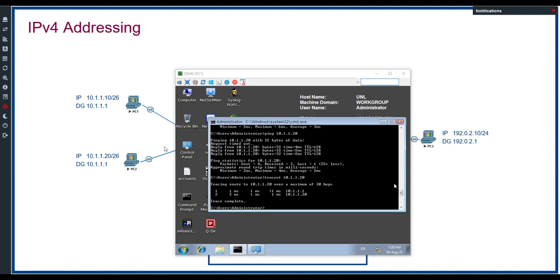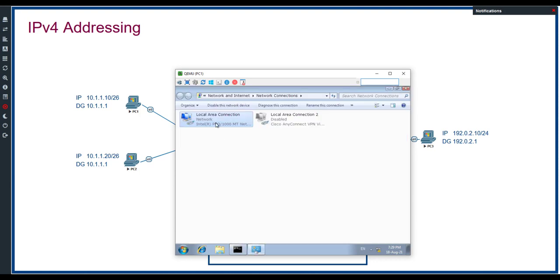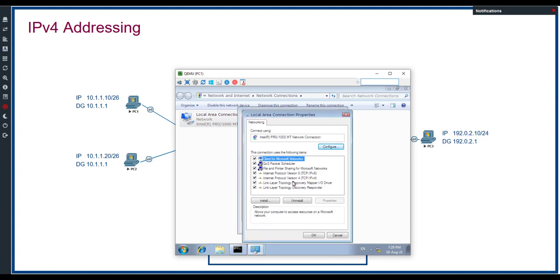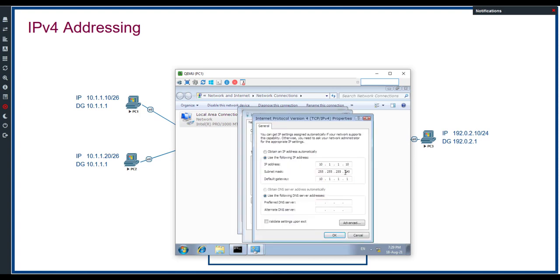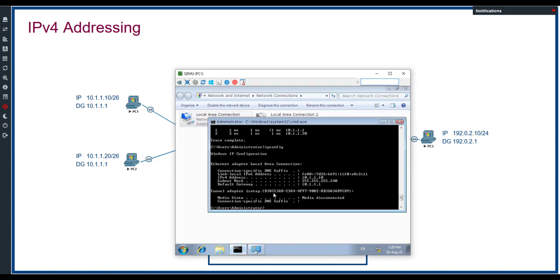The reason for this problem is the incorrect subnet mask. You can use ipconfig to find the problem. After that you can correct it. Let me correct this problem in the computer network interface card. And after that, when you configure the correct subnet mask, again you will have connectivity, but with optimal routing.